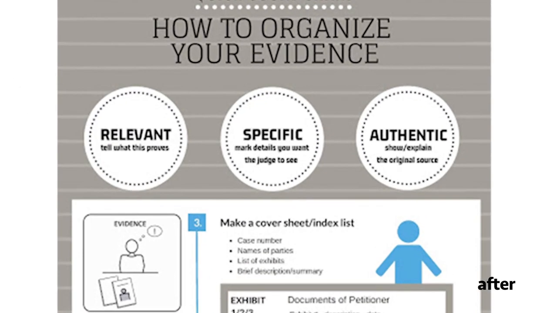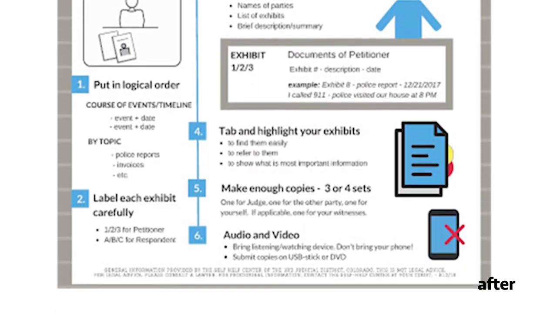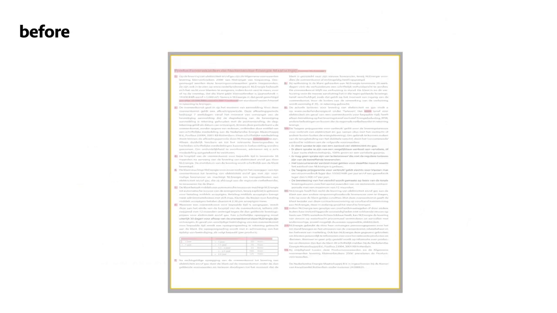In the white circles on top, the evidence you select needs to be relevant, specific and authentic. Parties wanting to bring their phone to show the judge their evidence is a persistent misstep in court. The crossed out icon of a phone highlights that it is a no-go.